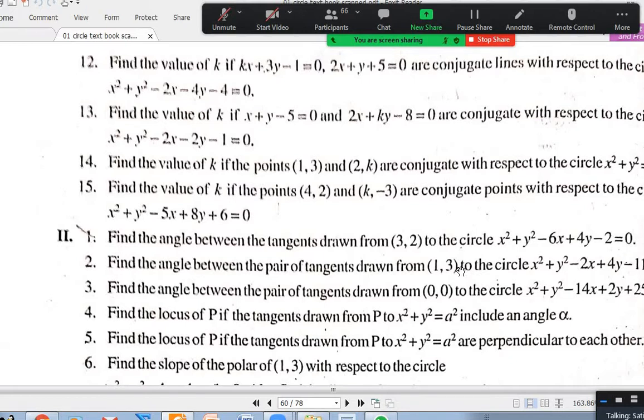So in question number 12 and 13, they gave 2 lines, the circle, and we have to prove that they are conjugate lines. Or we have to find the value of k if they are conjugate lines. Conjugate points is easier because S12 equal to 0, but for conjugate lines, especially when center is not origin, if you remember that formula, what is that? N1 N2 equal to R square into L1G plus M1F minus N1 into L2G plus M2F minus N2. You can do that.